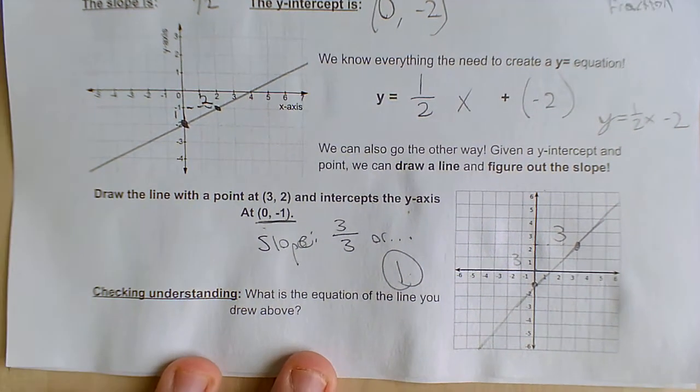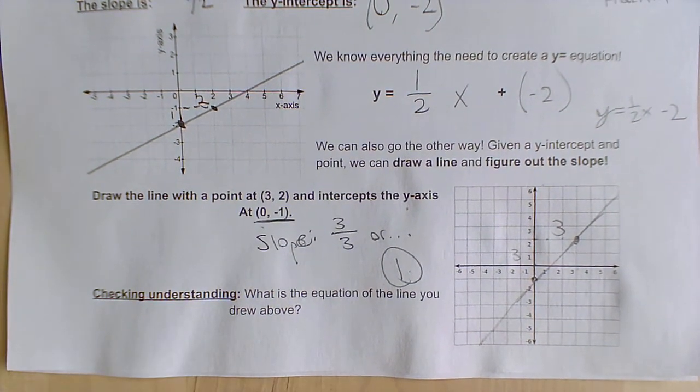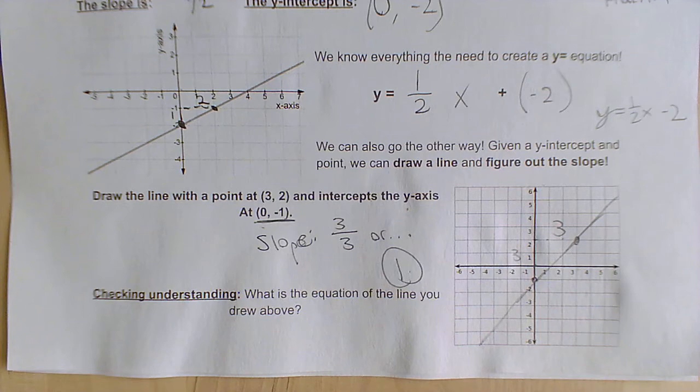Based on that, we can actually go ahead and do our checking understanding as well. What is the equation of the line you drew above? That's where I'm going to leave you today. Go ahead and try creating a y equals mx plus b equation from this slope and that y-intercept. If you can do that, you've got everything you need from these notes. So give it a shot.